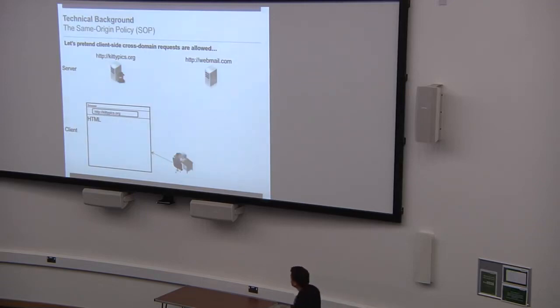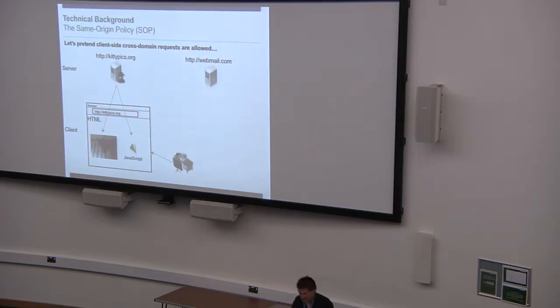The user would click on this link and load HTML from kittenpics.org. What he would see is very nice kitten pics, so he's very happy. But what he cannot see is a JavaScript coming also from kittenpics.org. And this JavaScript could do malicious things. So we assume the same origin policy does not exist.